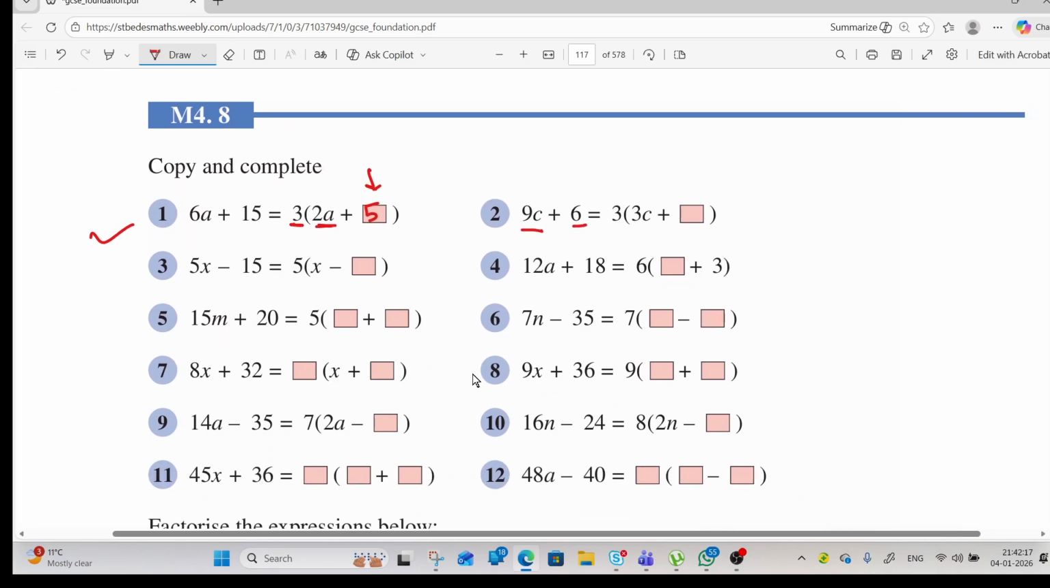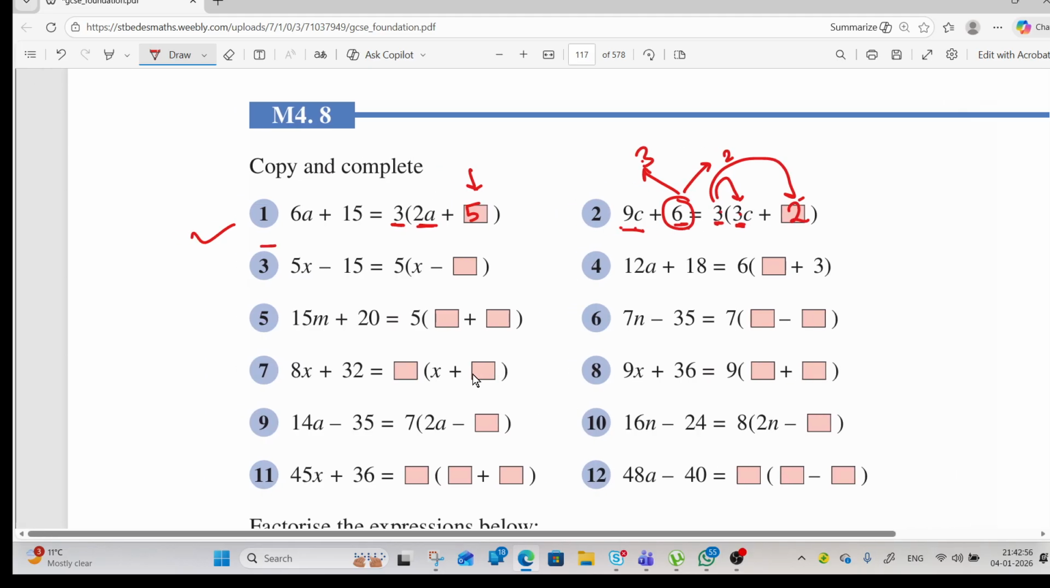So in 9c and 6, what is the common factor of 9 and 6? It's 3, right? So I can write 3 outside, and out of 9 I'm taking 3 out. So if you divide 9 with 3, you get 3. So you can put 3 inside. Again, out of 6 you take 3 out. Then the remaining thing would be 2, right? Even if you multiply them, you will get this back. 3 times 3c, 9c. Then 3 times 2, 6, right? You're getting this back.